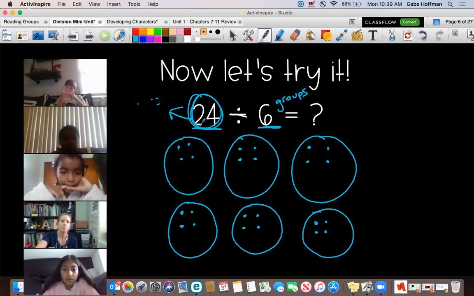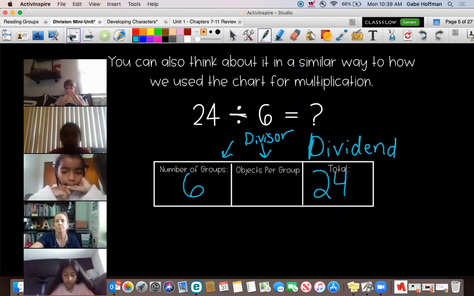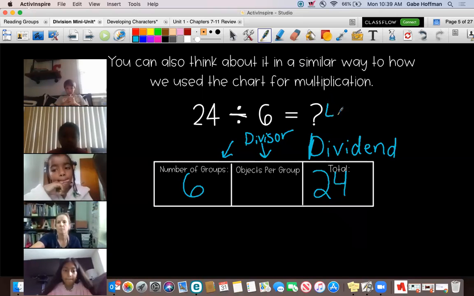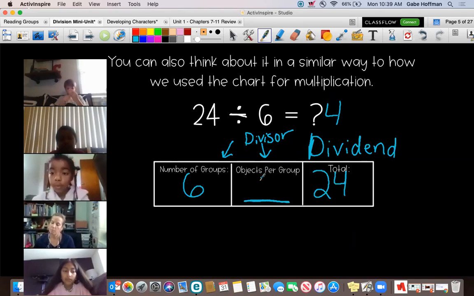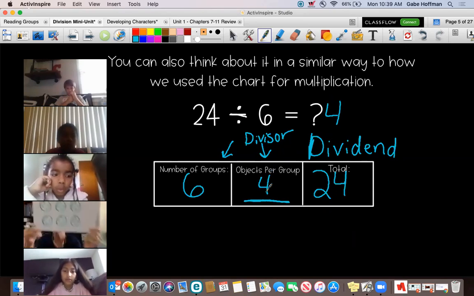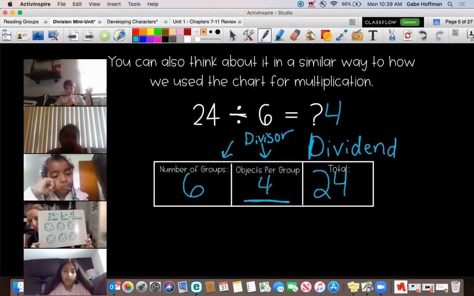Divided 24 into 6 groups, and I got how many per group? That's hard. 4. Jay's hand is up. Yes, whoever just said 4. Yes. So that's going to go in the only empty spot I have left. 4. So I had 4 objects per group. I divided 24 into 6 groups.